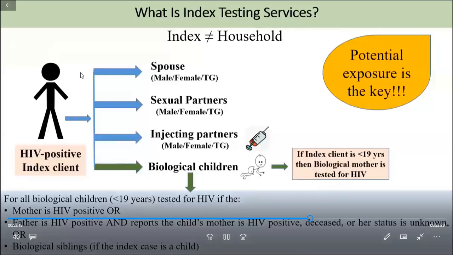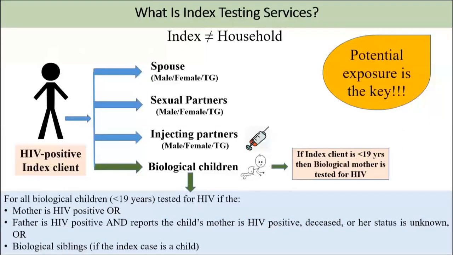Now I will touch briefly on what index testing and partner testing services are. These are well-known strategies for improving our case finding results, the first 95 achievement. Whenever a person is found positive at an ICTC, we need to understand the sexual and injecting network or the biological children who are at risk of getting infection. So the spouse, the sexual partner, the injecting partner, and the biological children of less than 19 years need to be understood. For that, we need to make a list of all these partners.